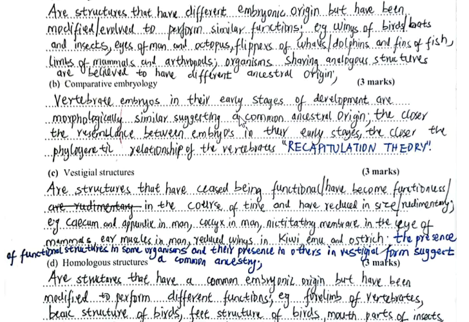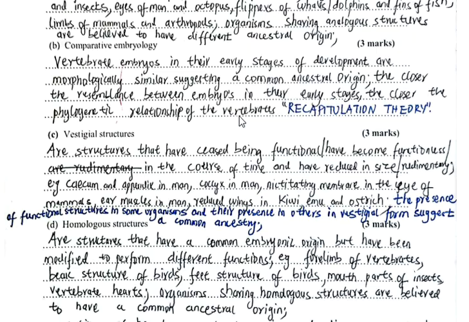Then B, comparative embryology. Under comparative embryology, we are comparing the embryos of different organisms. Under vertebrates, embryos in their early stage of development are morphologically similar, suggesting a common ancestral origin. The closer the resemblance between the embryos in their early stages, it means the closer the phylogenetic relationship of the vertebrates. It means they're closely related. And that is about recapitulation theory. And that is about ontogeny recapitulates phylogeny.